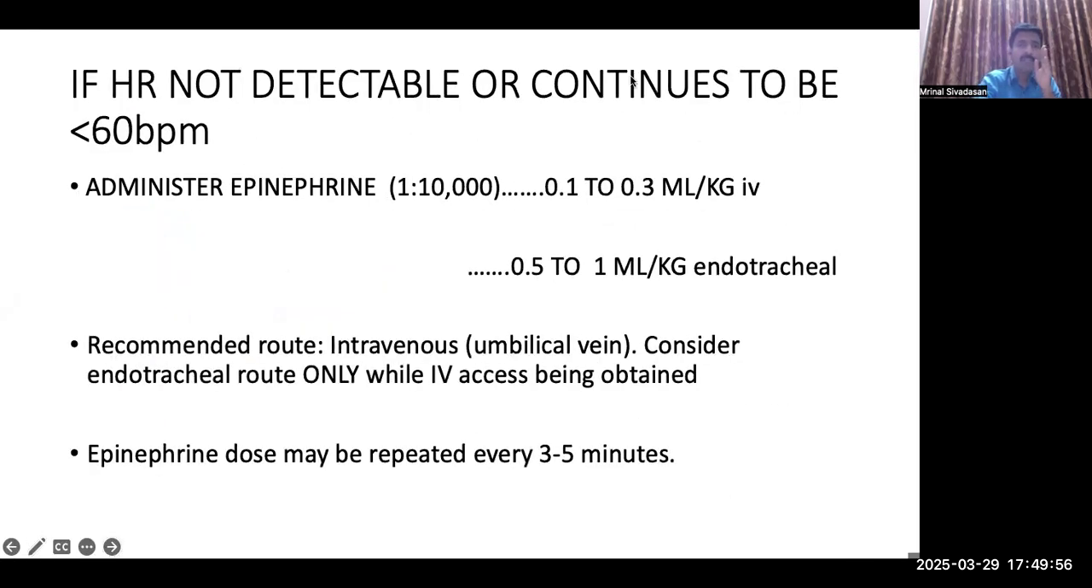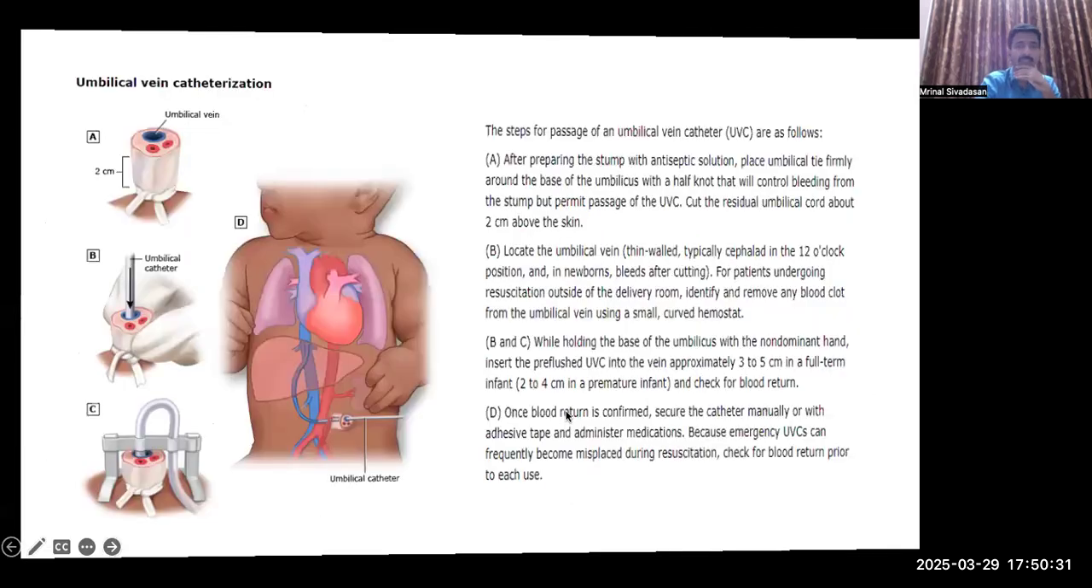Now, if the heart rate is not detected and continues to be less than 60 despite 60 seconds of coordinated positive pressure ventilation and chest compression, then you give adrenaline with a dilution of 1 in 10,000 at a dose of 0.2 ml per kilo. If you are using the endotracheal route, then you give a dose of 0.5 ml per kilo. The recommended route is IV, which is the umbilical vein, and consider endotracheal only if IV access is not available. The epinephrine dose may be repeated every 3 to 5 minutes.